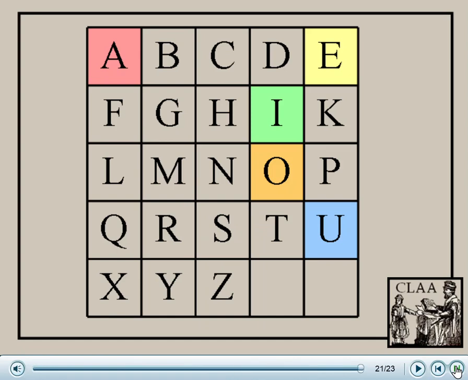Now, when you look back at the chart of all of the Latin letters, you can identify the 5 Latin vowels. In the red box is the letter A. In the yellow box is the letter I. In the green box is the letter E. In the orange box is the letter O. And in the blue box is the letter U. These are the 5 Latin vowels. And now you know them.